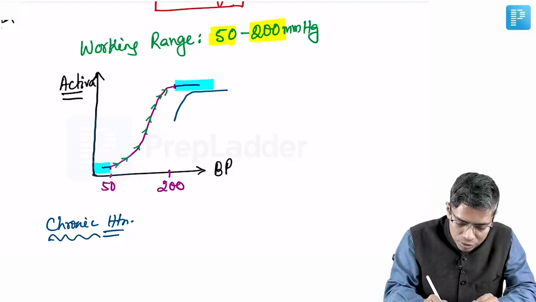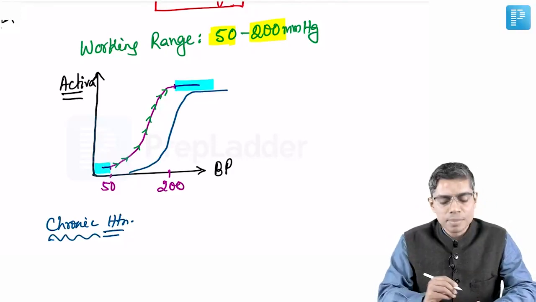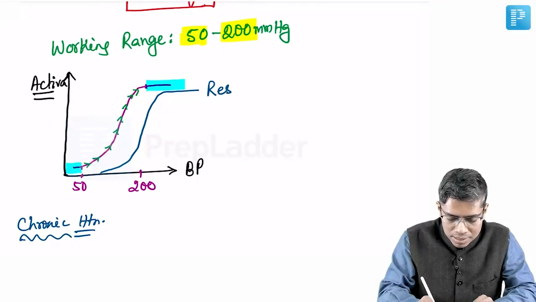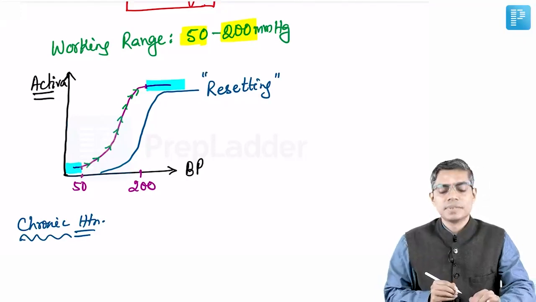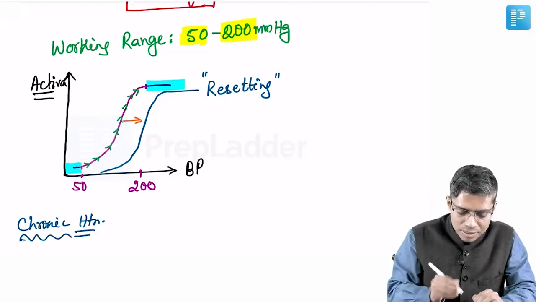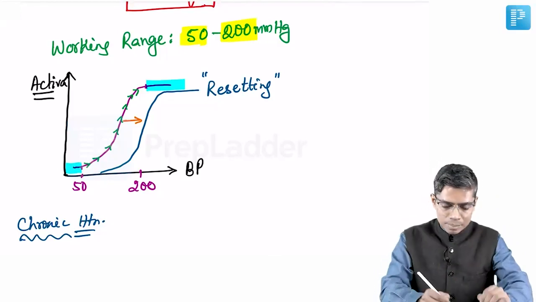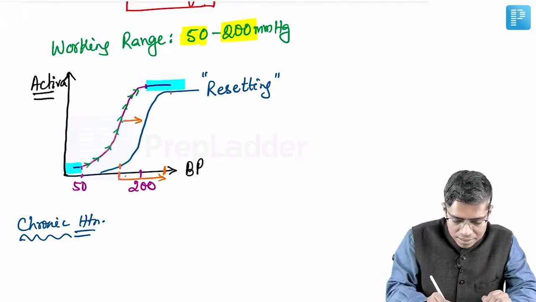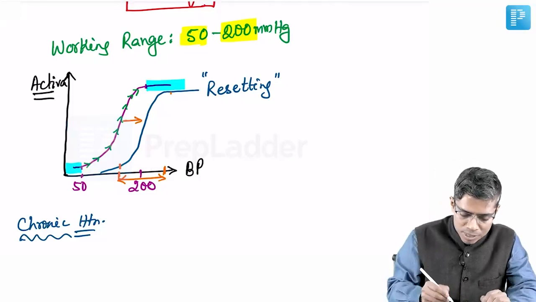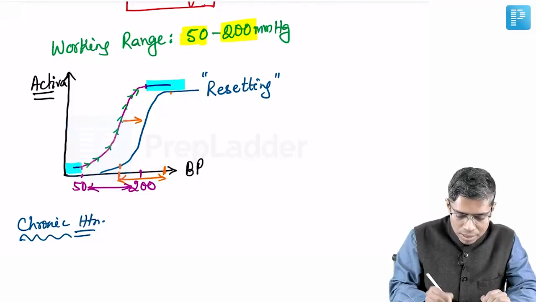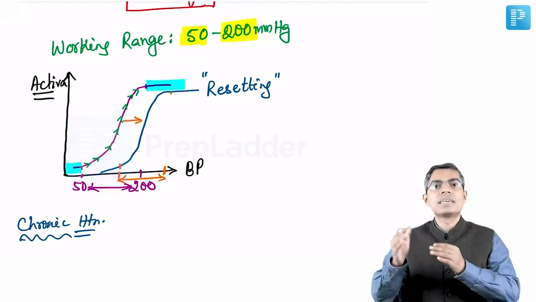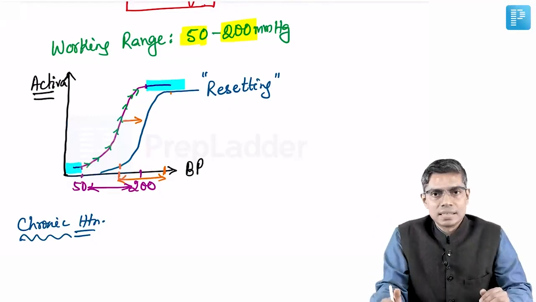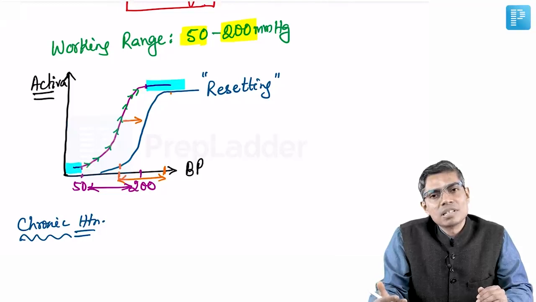There is one phenomenon known as right shifting of the baroreceptor curve, which is known as resetting of the baroreceptor curve. Resetting means the baroreceptor curve is shifting to the right side. What is the meaning of that? Now the working range of this reset curve is much higher than the previous working range. The previous working range was 50 to 200. Now the working range is set to a higher level.